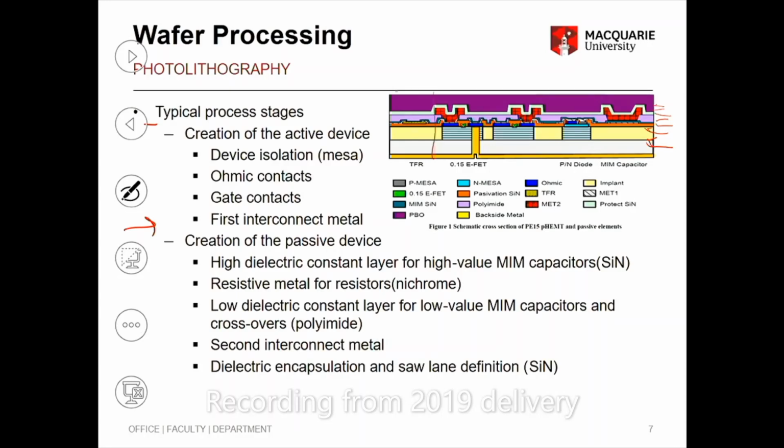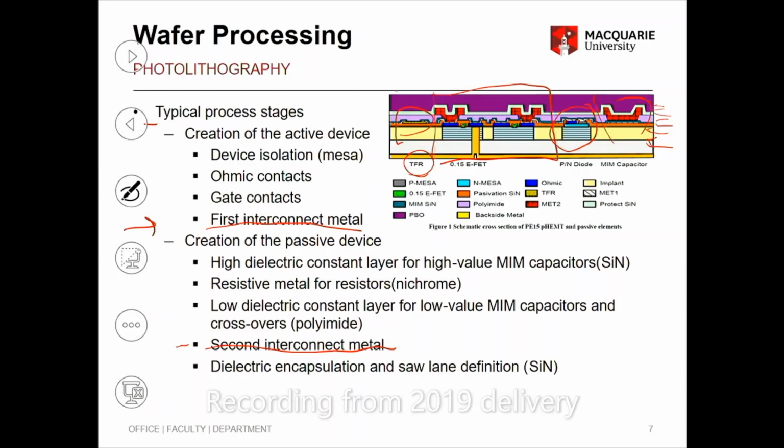So this is actually a transistor here, and this is a resistor here, and this is a diode here, and this is a capacitor here. The capacitor, if you look at it, is much easier to understand. You have one or two layers. In the creation of a passive device, you'll notice there's a first interconnect metal and a second interconnect metal. The first interconnect metal is your metal 1, and the second is your metal 2.